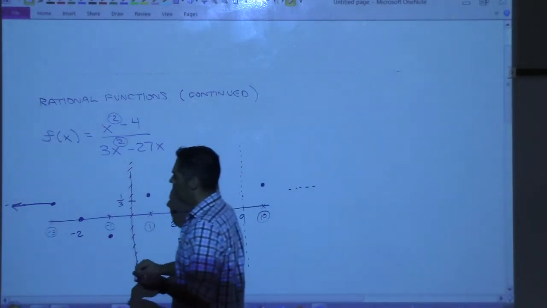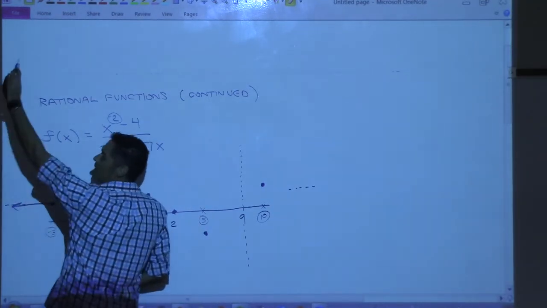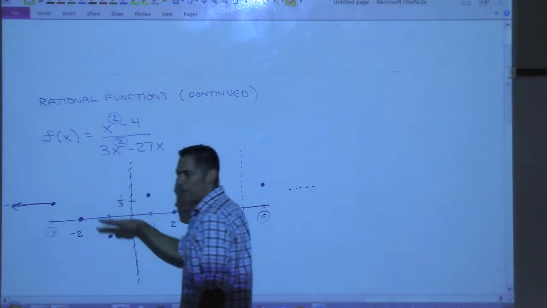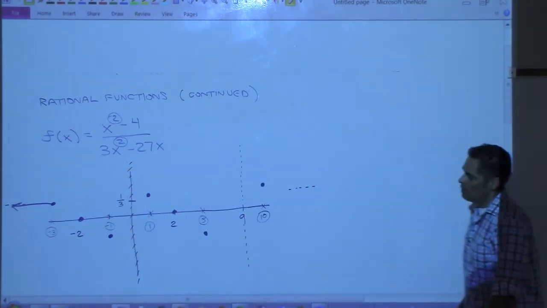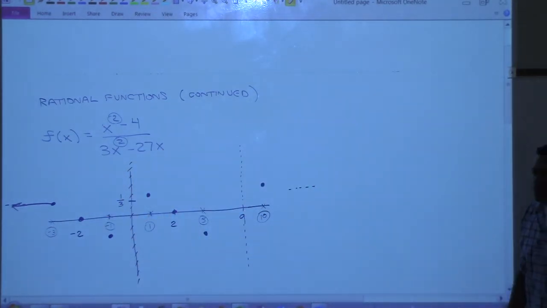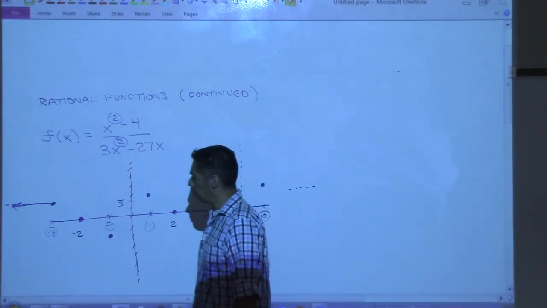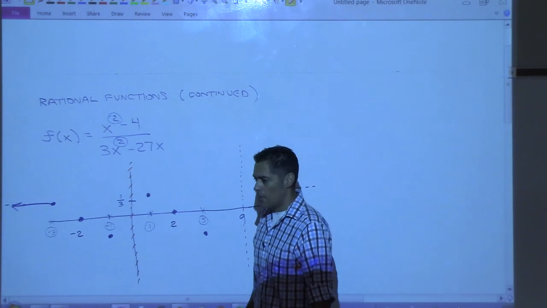It's not doing this. It's not like going up, right? And it's not going down. It's going to flatten out. All right, any questions on that? Yes? What if the dot was like higher?